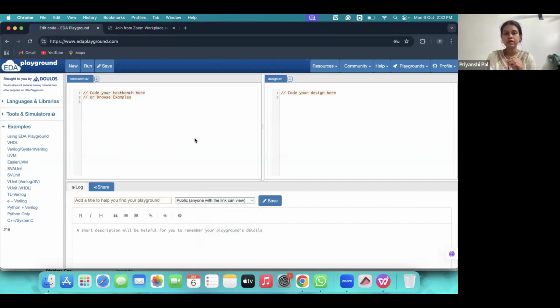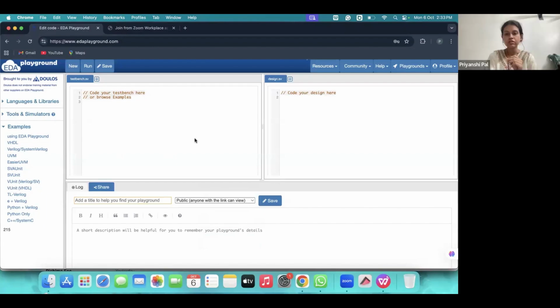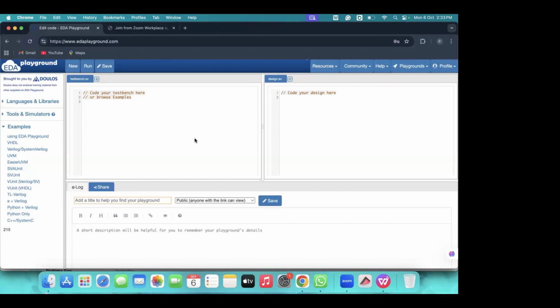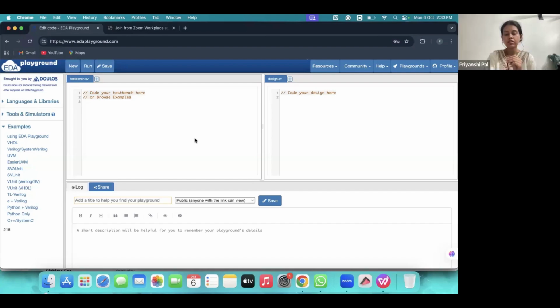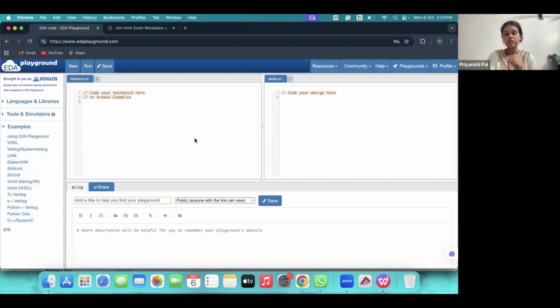Okay, ma'am. I'm Priyanshi. Currently, I'm pursuing my BTech from Indira Gandhi Delhi Technical University for Women. I'm also undergoing my training in VLSI for RTL design and verification. Under that course, I have designed and simulated various designs such as UART, SPI protocol, and I2C. I have also designed asynchronous and synchronous FIFO.